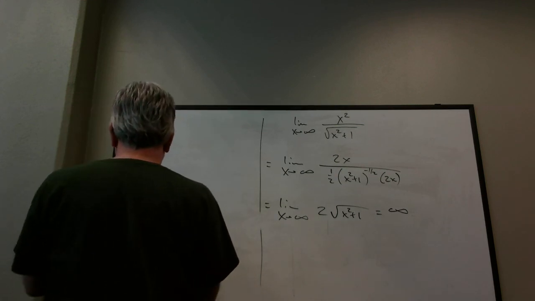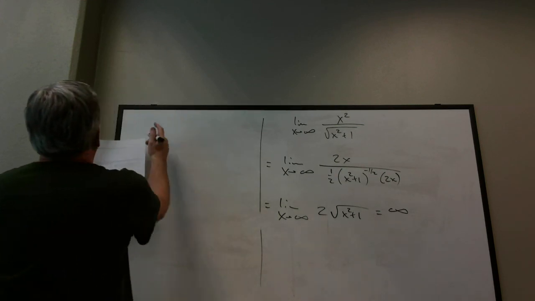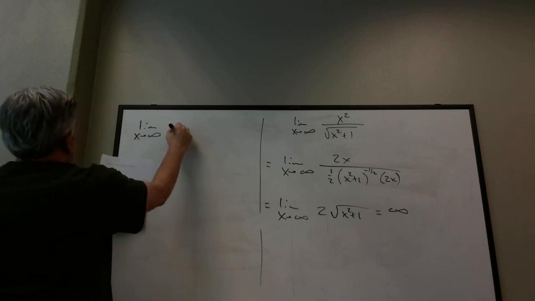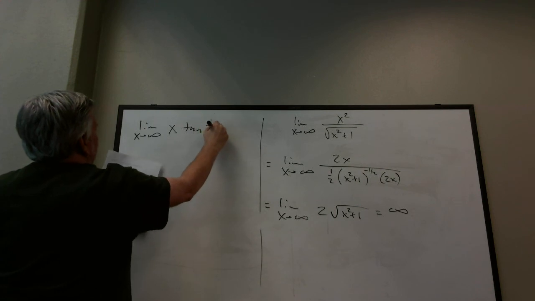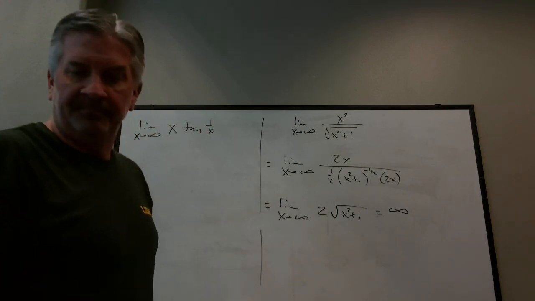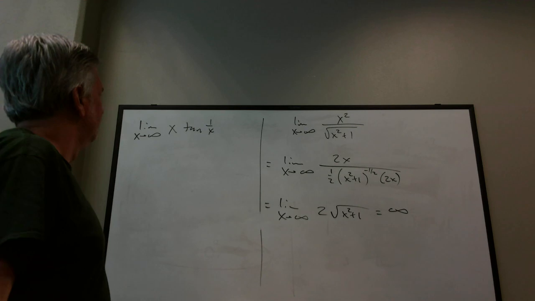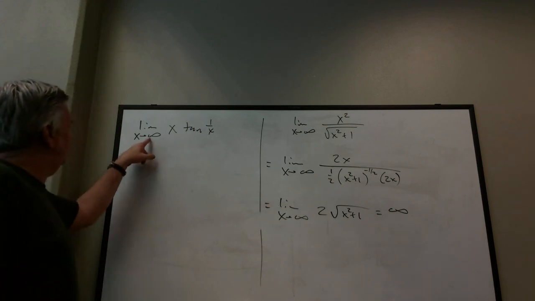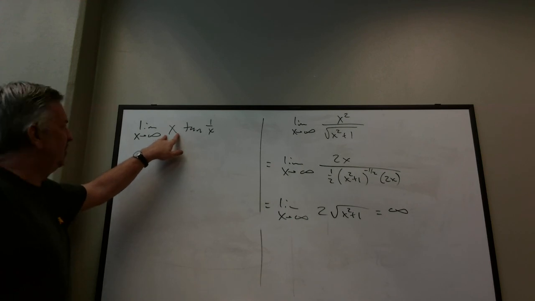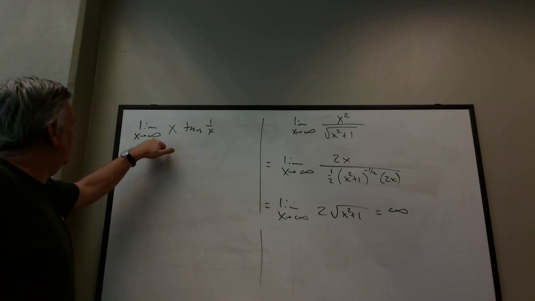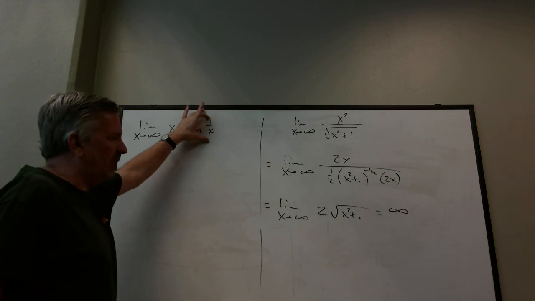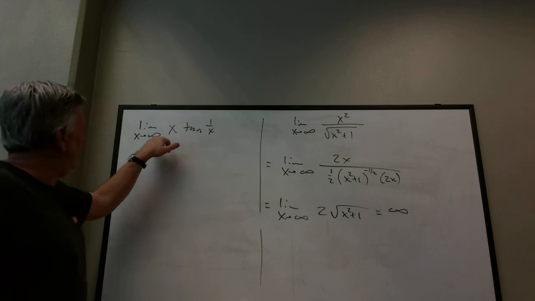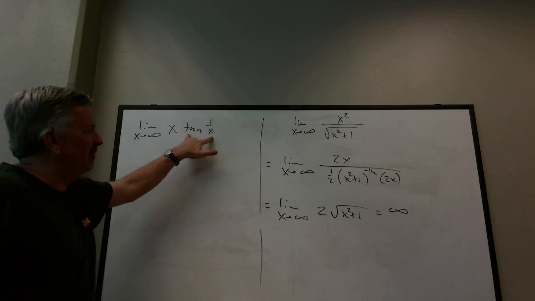Okay, the next example says identify the type of indeterminate form and then find the limit. So we want the limit as x goes to infinity of x tangent 1 over x. When x goes to infinity, x blows up. So that's an infinity. And when x goes to infinity, 1 over x goes to 0, and tan of 0 is 0.